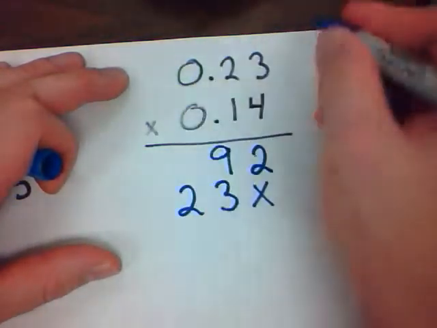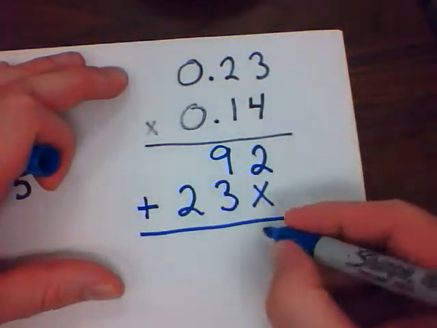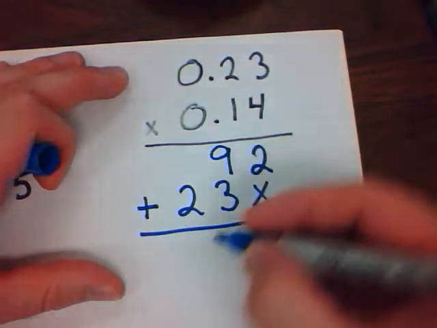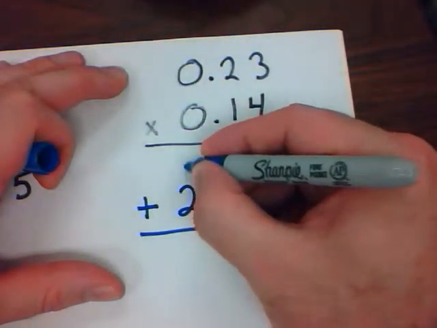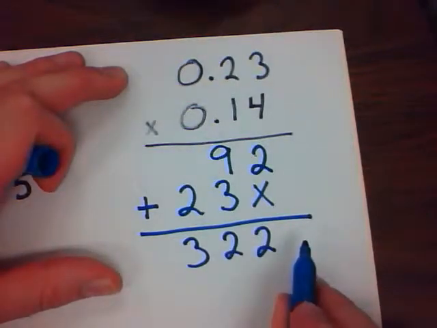Again, notice I am ignoring the decimals. I am paying no attention to the decimals whatsoever. I'm going to start adding. I get 2. 9 plus 3 is 12. I have to carry 1. 1 plus 2 is 3. 322. That's not the answer.